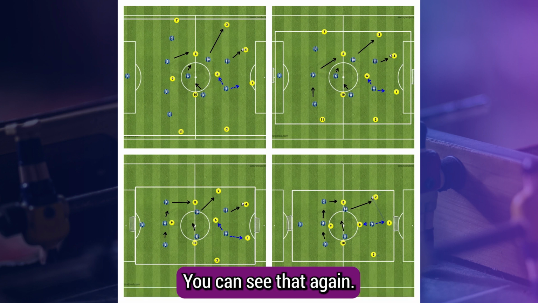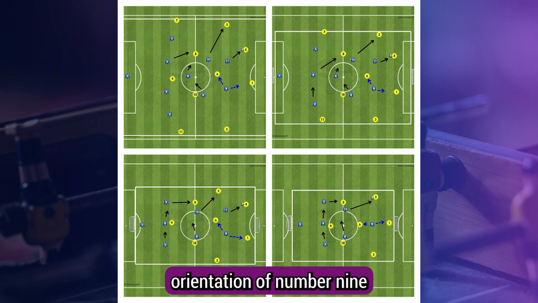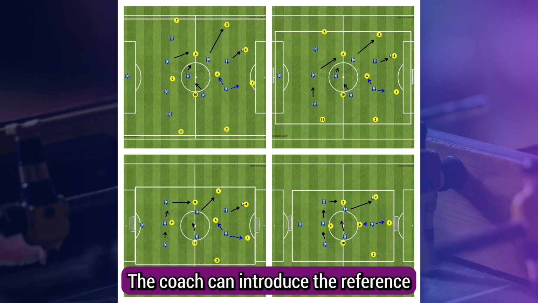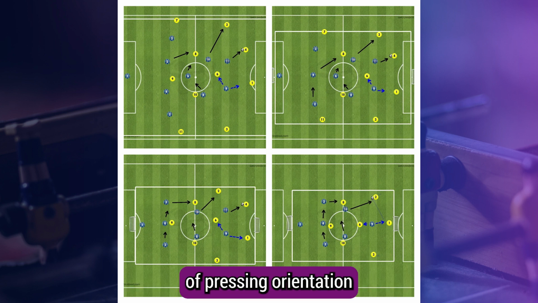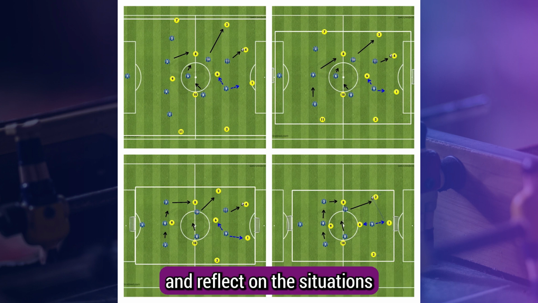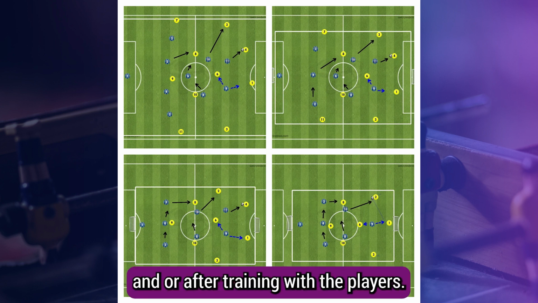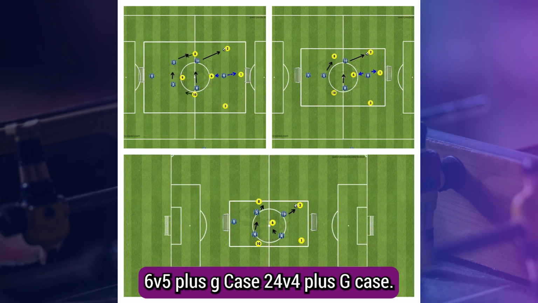You can see that again. The positioning and pressing orientation of number 9 will provide key information to the yellow team. The coach can introduce the reference of pressing orientation bias along with over, through, or around the opponent to the players, and reflect on the situations during, briefly, and or after training with the players. 6v5 plus GKs to 4v4 plus GKs.